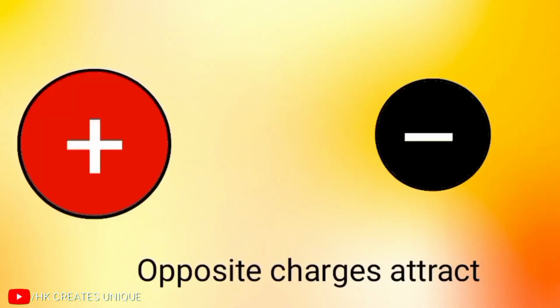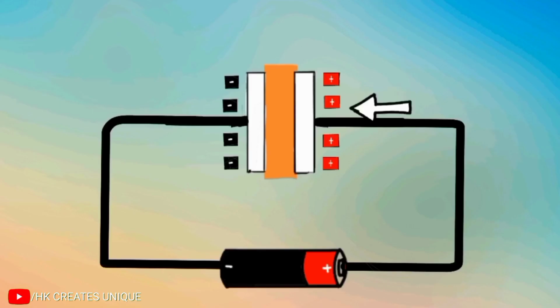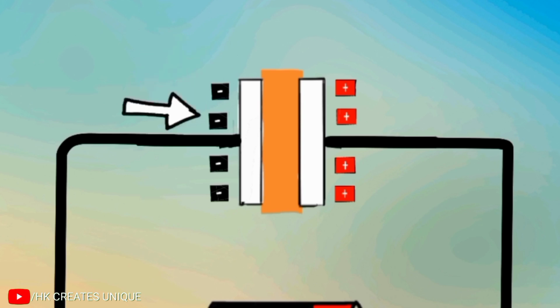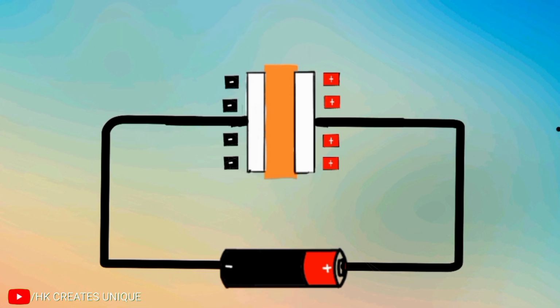We know that opposite charges attract each other. So in the capacitor, the charges in each plate attract each other. But because of the dielectric, electrons from one plate cannot go to the other plate.